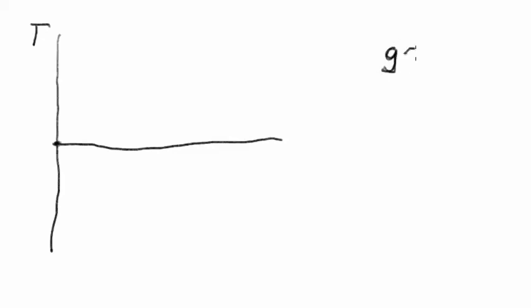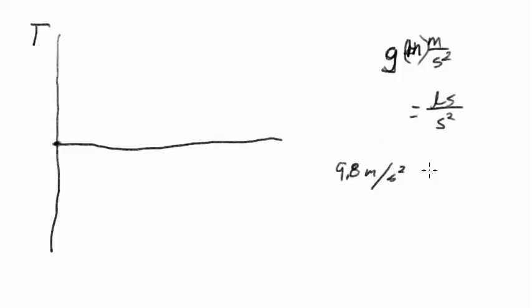G is usually given in meters per second squared, but we need to put it in light seconds per second squared or something like that. So let's say we have 9.8 meters per second squared, and let's convert that into light seconds per second squared by converting 3 times 10 to the 8th meters in 1 light second.